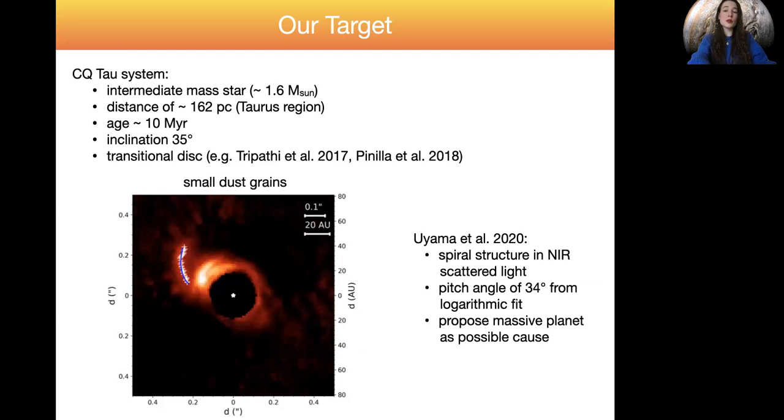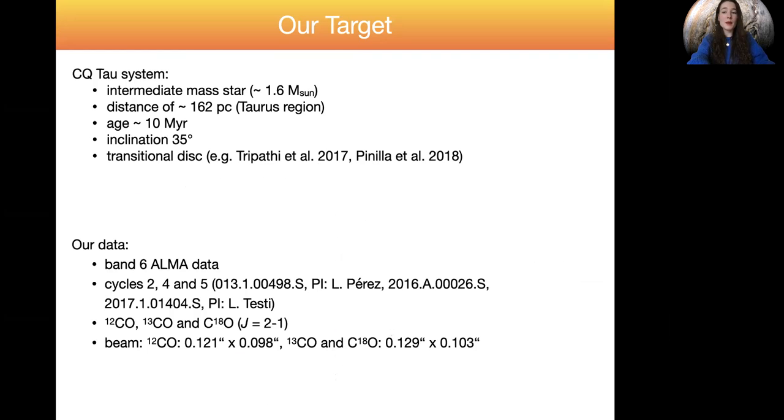The disk was also observed in small dust grains in the near-infrared scattered light. Here a small spiral structure was found. The authors performed a logarithmic fit for the structure, which returned a large pitch angle of 34 degrees, and they also proposed a massive planet as a possible cause. I will present band 6 ALMA data from cycles 2, 4, and 5 of these 3 CO isotopologues imaged at a resolution of 0.1 arcseconds.